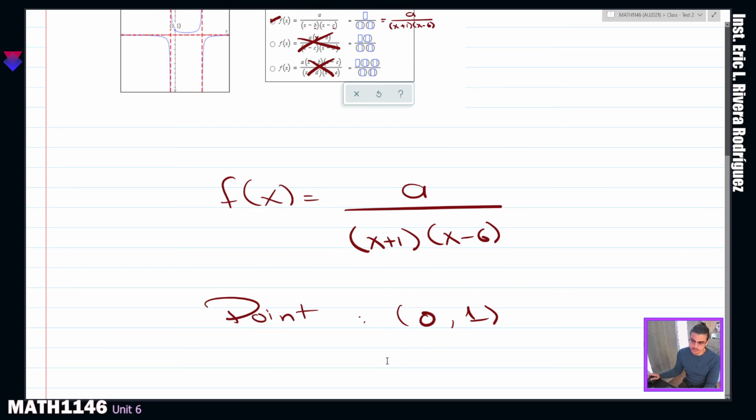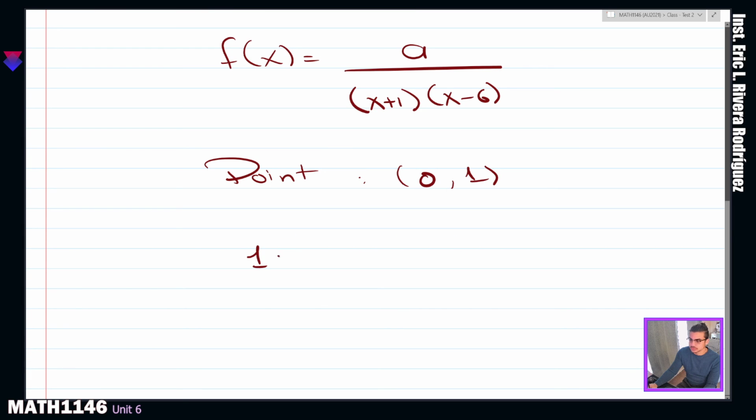This point is our y-intercept, but that's not important here. What is important here is that now we can substitute 1 as the value for the function, and we can substitute all x values with 0. Okay, we still have a here. We need to find the value for a, but now we have an equation with only one unknown variable. So we can solve for a.